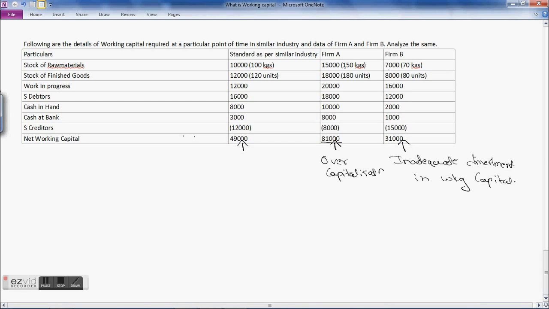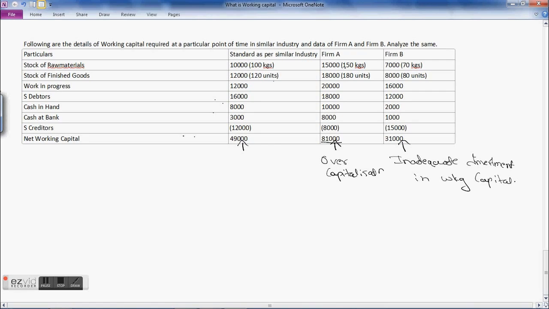Okay, now let's see firm B. Firm B, 7,000, that is 70 kgs, has been kept as raw material instead of 100 kgs. Okay, so what will happen? Because of this, the optimum quantity of stock is not there, so it may affect your production. One possibility is that there is no stock, and so production may get affected or may get stopped.